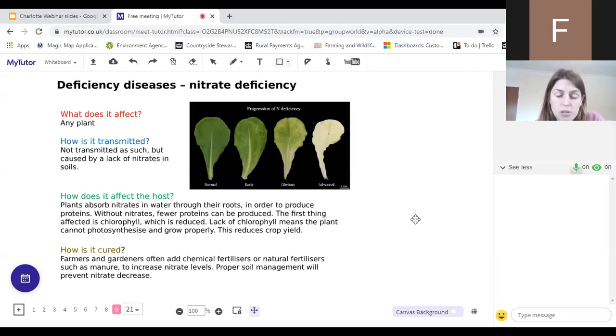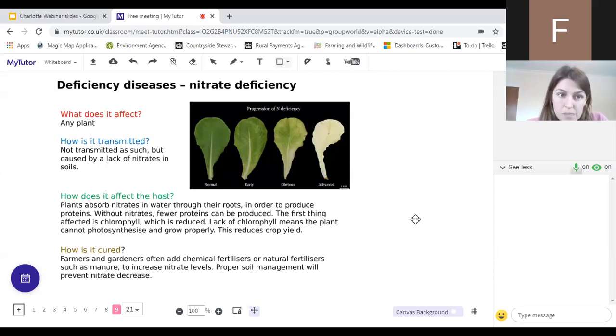How does it affect the host? How does it affect the plant? So plants absorb nitrates in water through their roots in order to produce proteins. So nitrates are part of the makeup, part of the biochemistry of a protein molecule. And so without nitrates, fewer proteins can be produced. The first thing that's affected by the lack of proteins is chlorophyll, which is reduced. The lack of chlorophyll means the plant cannot photosynthesize and grow properly, and by now you're probably familiar with what happens after that. Lower yield, and the plant will eventually die.